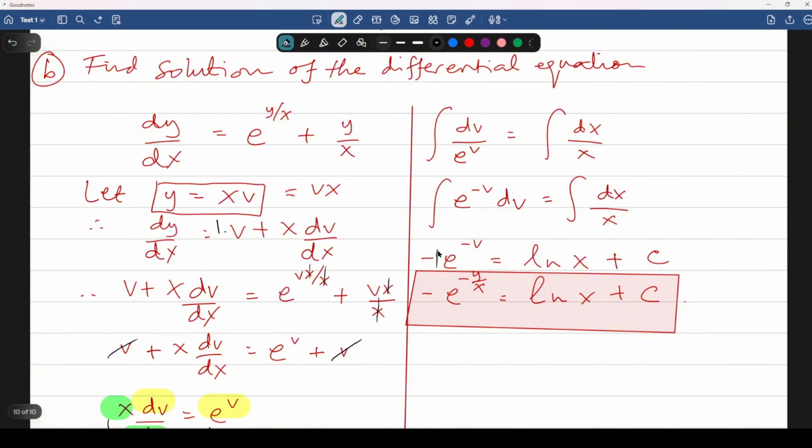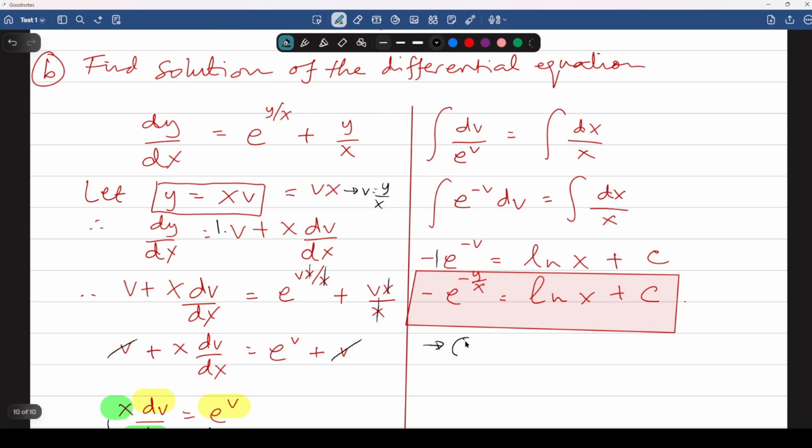From there we can resubstitute v back, where v equals y over x. Don't forget the negative sign: negative e to the power of negative y over x equals the natural log of x plus c. As you can see, we have already got rid of the differential equation. Now we only have y and x, natural log and e. So this is the general solution.